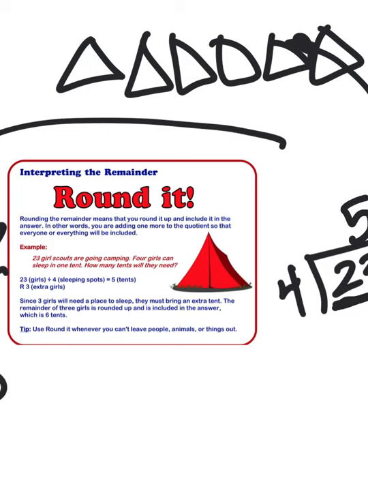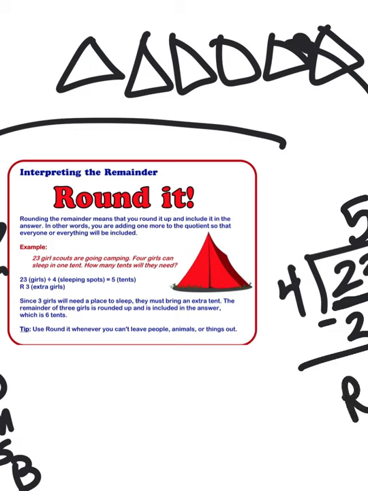And my divide, multiply, subtract, bring down. So 5 times 4 is 20. I'm going to subtract now, and I get 3. And here there's nothing left to bring down. So I have a remainder of 3.